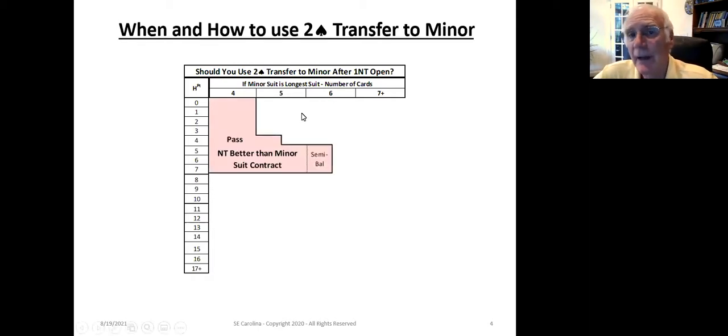Now let's look at this. Okay, if we look at this chart, we have our high card points over here on the left, 0 to 17+, you could have more, and the number of cards in your longest minor suit, 4, 5, 6, or 7+. Obviously, the smaller the number, the more balanced the hand. The higher the number, the more unbalanced the hand.